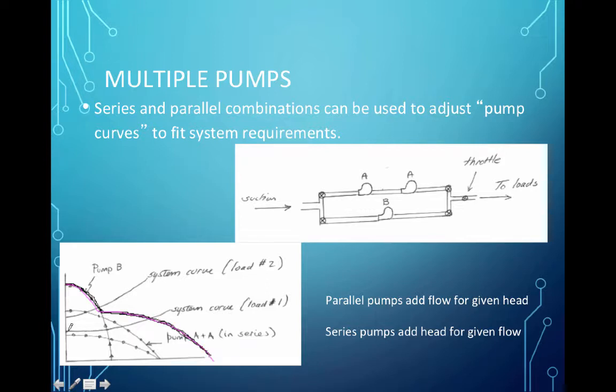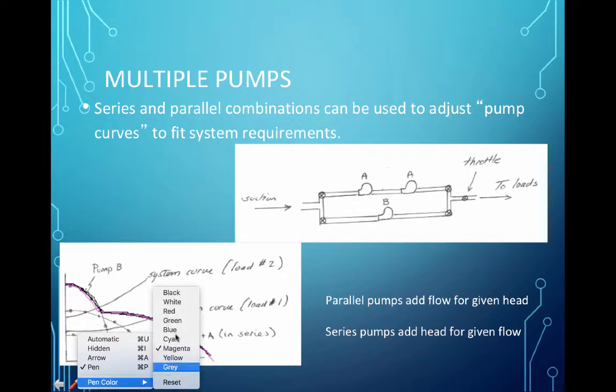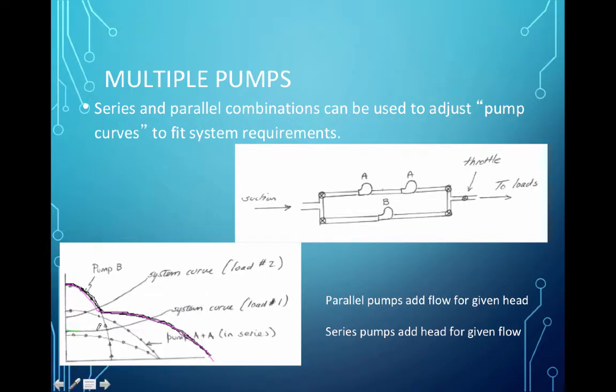And so if this is our system curve, we now can operate all the way out to that point. So there's one pump A, there's two pump A's in series, and there's a pump B. And when we composited them, the parallels were adding flow for a given head.